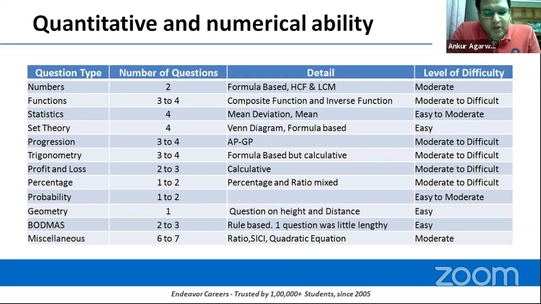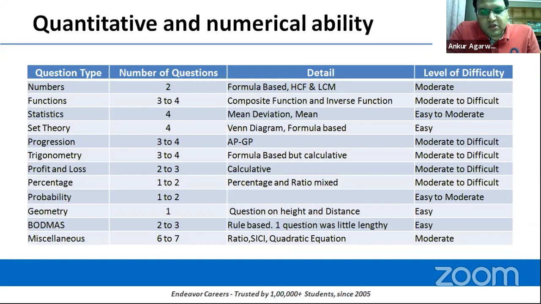Probability again had 1 to 2 questions, which were easy to moderate. There was 1 question on height and distance in geometry, which was on the easy side. Boards and mass, similar to day one, had around 3 odd questions. Most of them were easy. One of the questions has been reported to be a little on the lengthier side.